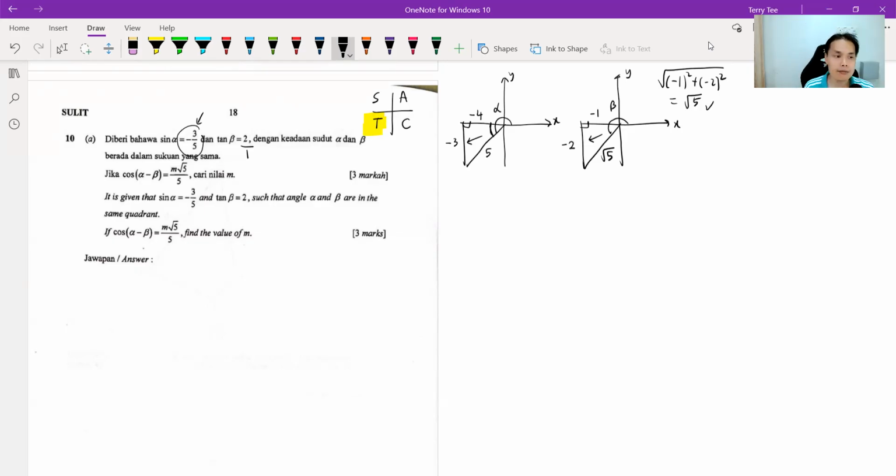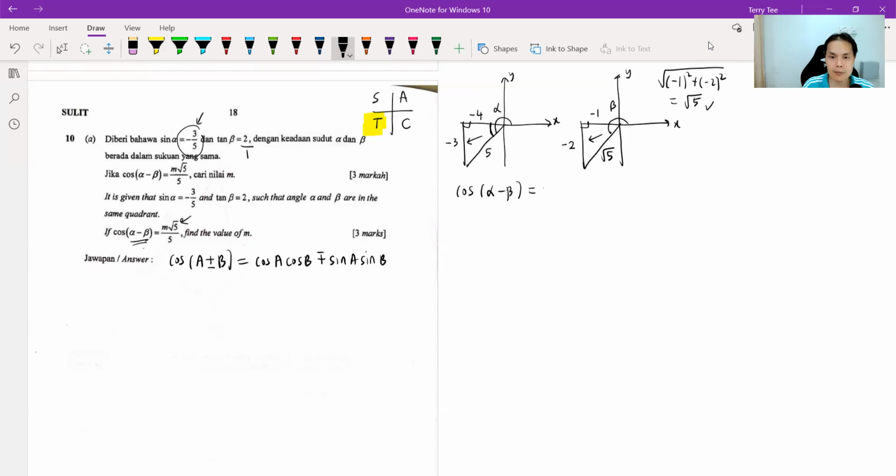I'm supposed to find the value of m given that cos(alpha minus beta) is this. Okay, so let's expand this. Cos(alpha minus beta). Remember the addition formula for cos. This formula is given in the exam. So cos(A minus B) is cos A cos B plus sin A sin B. Remember, cos is opposite: if it's a minus, it'll be a plus here. If it's a plus, then it'll be a minus here. The other way around.